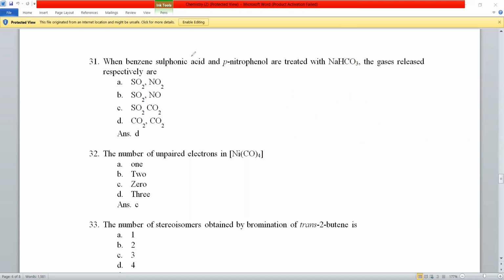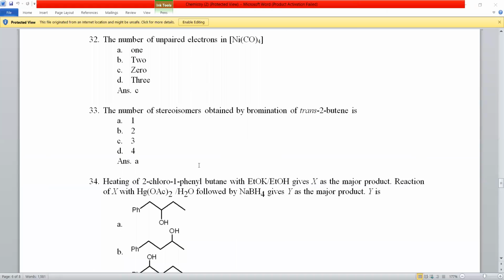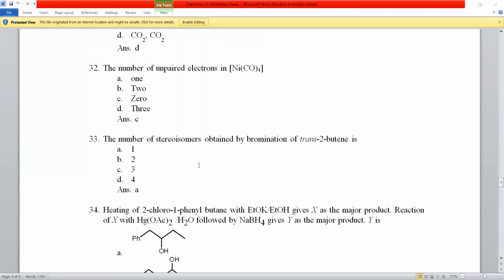The next question, number 32. The number of unpaired electrons in nickel tetracarbonyl. It's a strong field ligand, right? So 3d8, 4s2 will come, and the electrons jump, so you're getting 3d10 due to the strong field. So 3d10 means 0 unpaired electrons. That question is from NCERT. So 0 unpaired electrons.